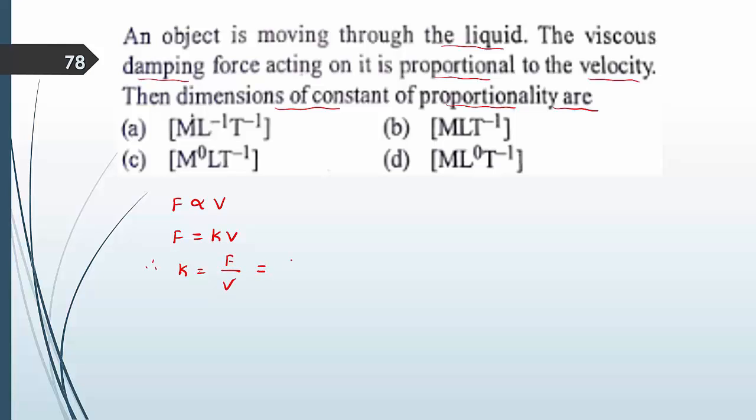Now easily you can write the dimension of F and v. Force has the dimension M L T raised to minus 2, divided by velocity, L T raised to minus 1. Now you will get the final dimension as L will get cancelled, M T raised to minus 2 plus 1 will be minus 1. M T raised to minus 1, or we can write M L raised to 0 T raised to minus 1. This is the dimension of proportionality constant. So option D is correct.